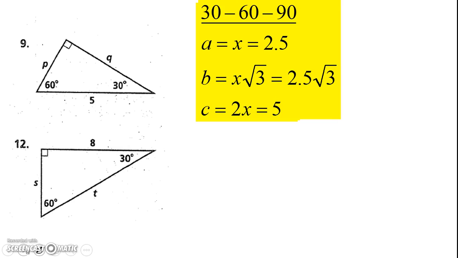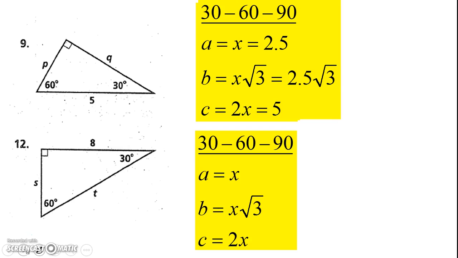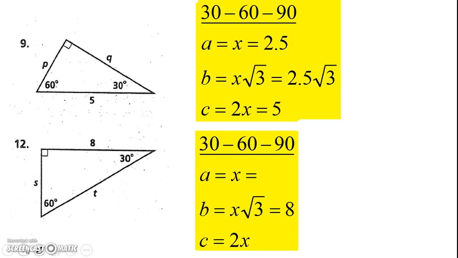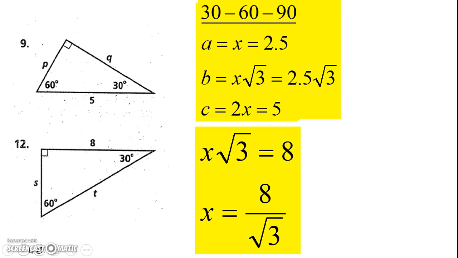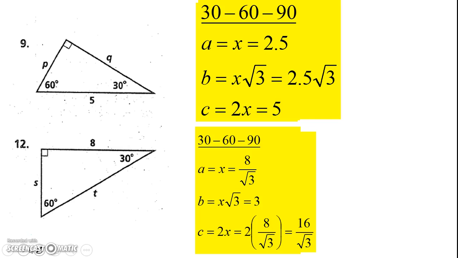All right, number 12. 30, 60, 90. A equals X. B equals X root 3. C equals 2X. Which one do we know? We know B again. That's 8. So take a second. Solve for X. Did you get 8 divided by root 3? That's our A. 2 times that. That's 16 over root 3. Again, I know it looks a little strange, but you can leave it that way.